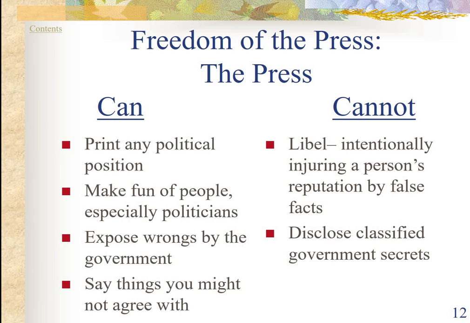You cannot disclose classified government secrets. And you do not get to detail how to make certain weapons in the newspaper. So two of these often come into conflict, and that is to expose wrongs by the government and to disclose classified government secrets. Because oftentimes those can go hand in hand. So what can be classified can also sometimes be wrongs done by the government. And so just know that there's been a lot of legal battles of, am I protected by being able to expose the wrongs of the government, or was it considered classified, and am I going to get in trouble?